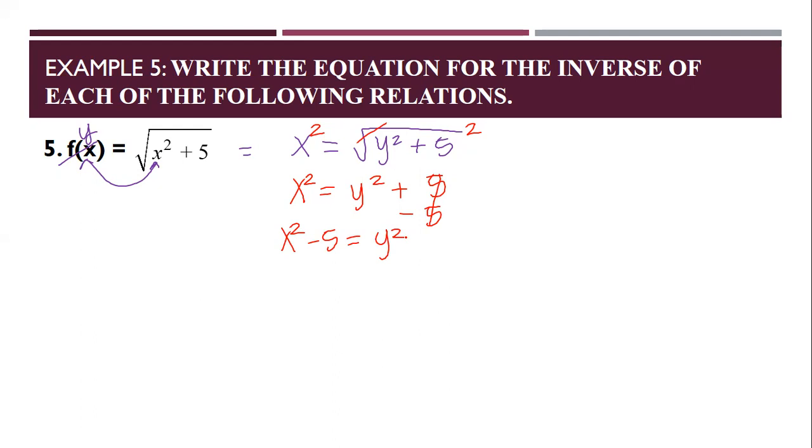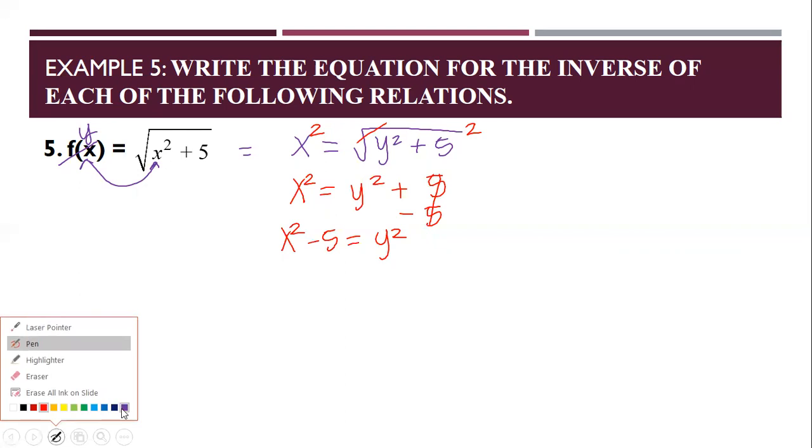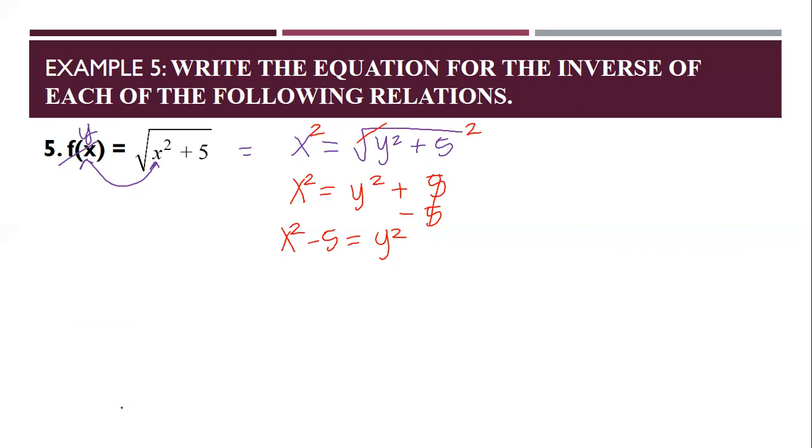And now, Anna, since y is left with just a square, we're going to take the square root. What I do to one side, I have to do to the other side. The square root is going to cancel out my square, and it's going to produce a positive and a negative square root of x squared minus 5.